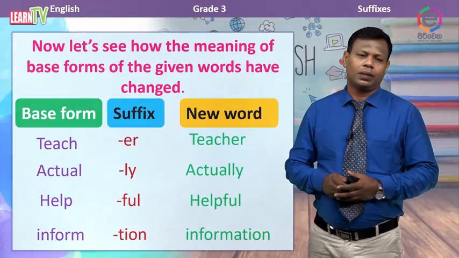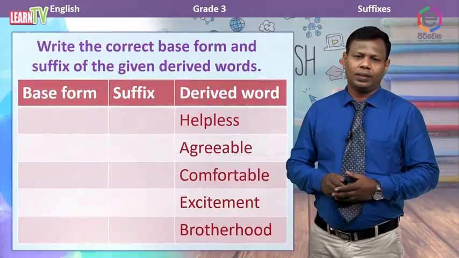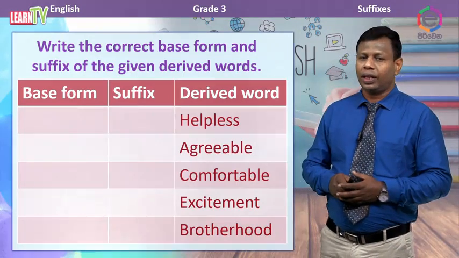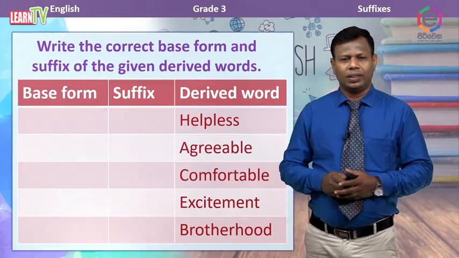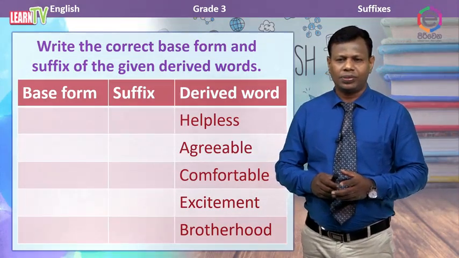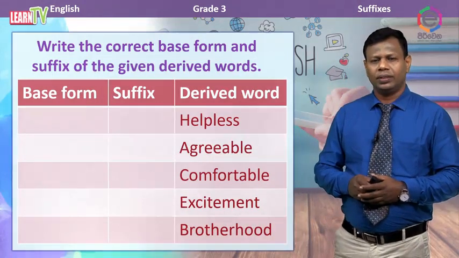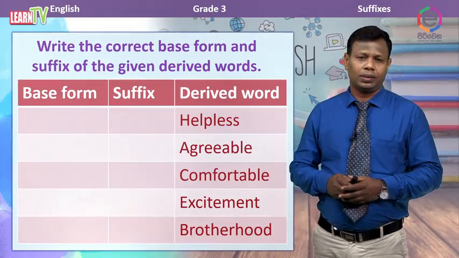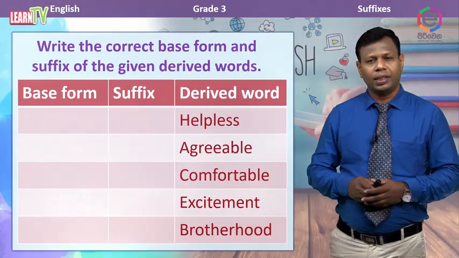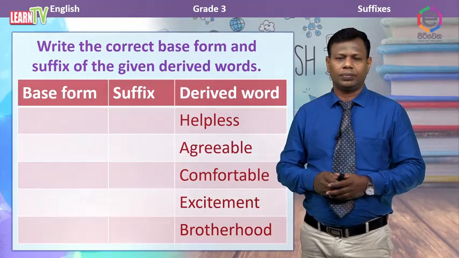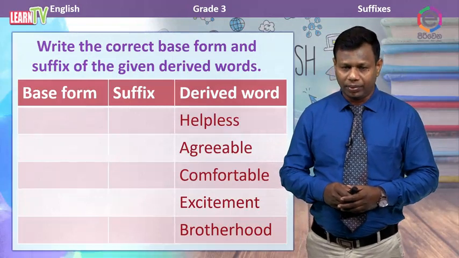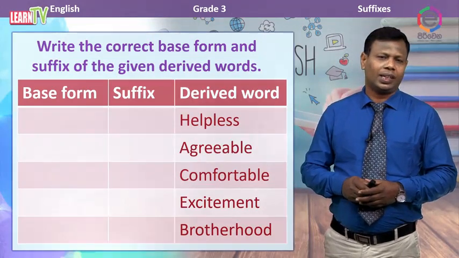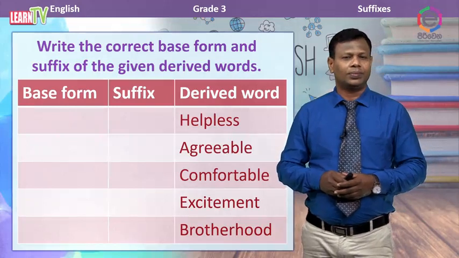Let's see this one. Write the correct base form and suffix of the given derived words. Firstly, let's read the derived words. Helpless, agreeable, comfortable, excitement, brotherhood. Let's read them again. Helpless, agreeable, comfortable, excitement, brotherhood.